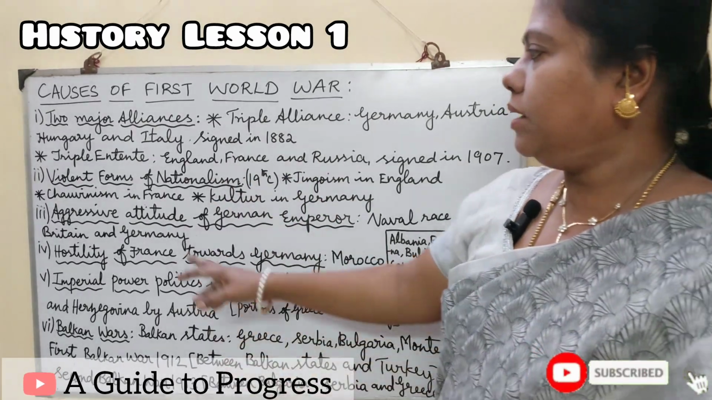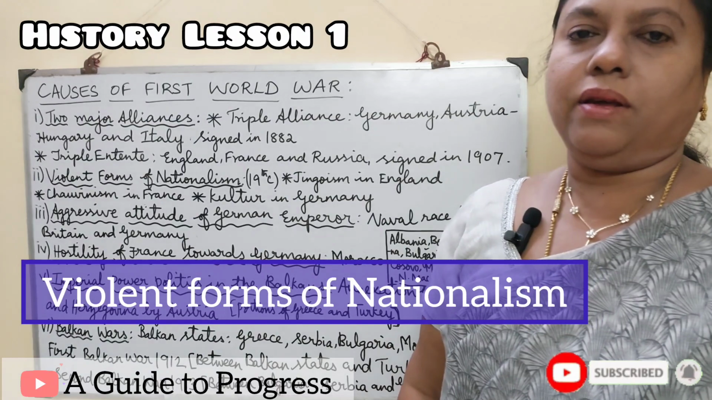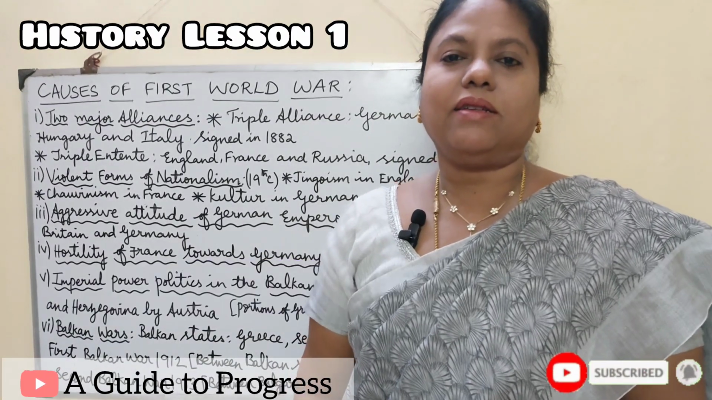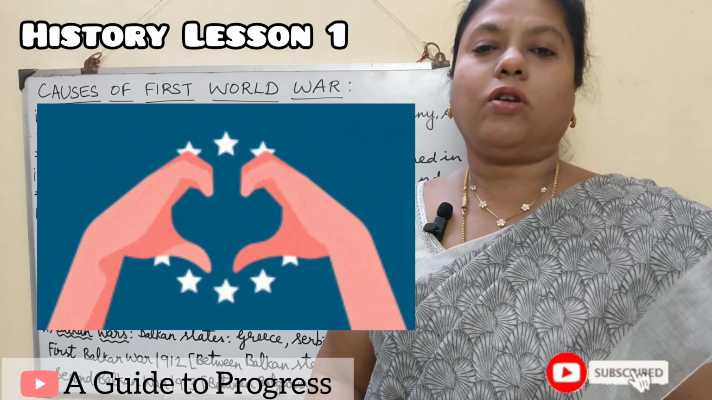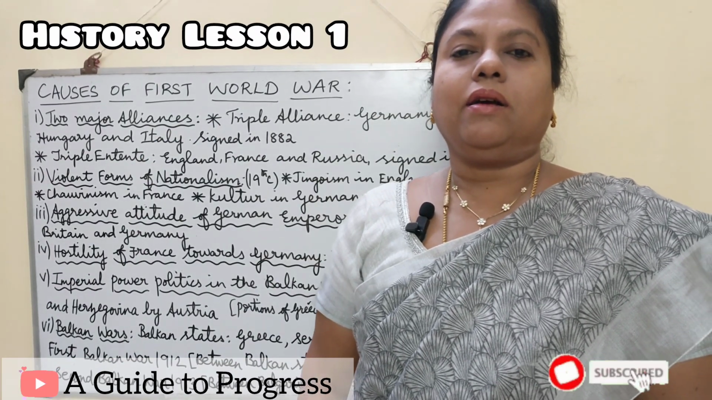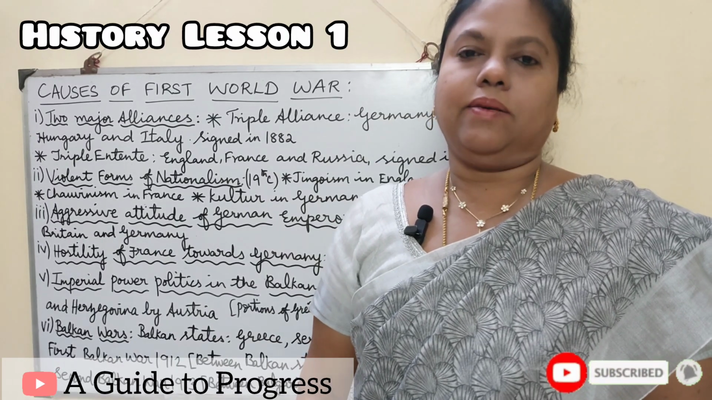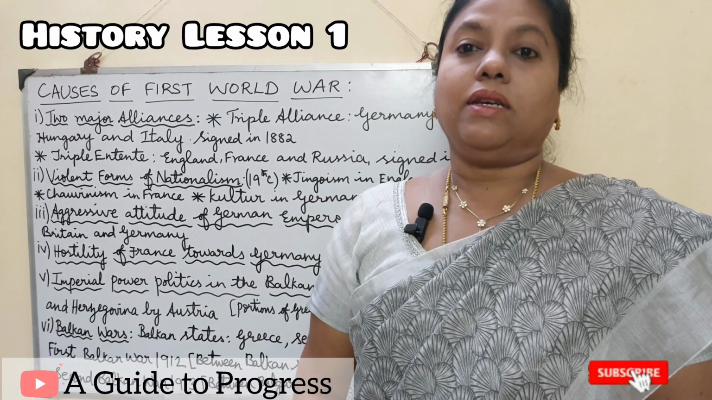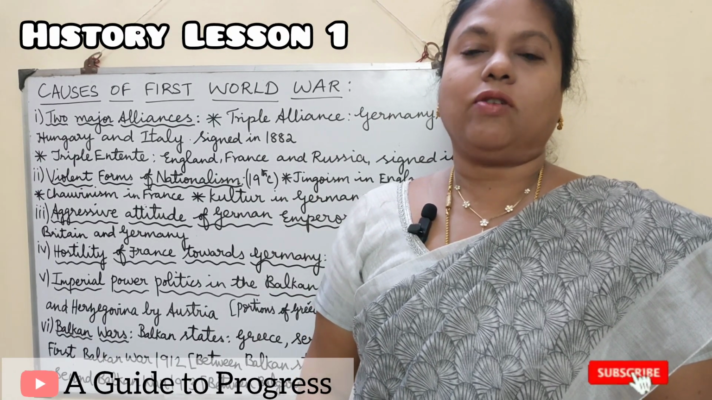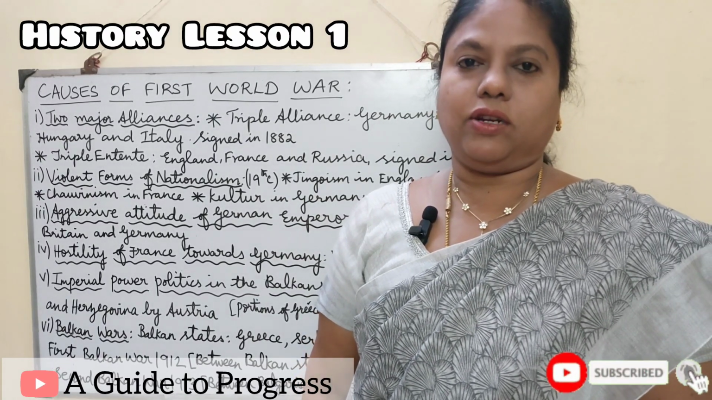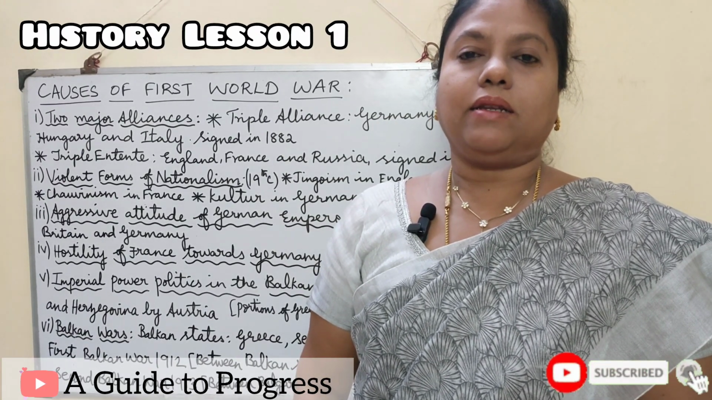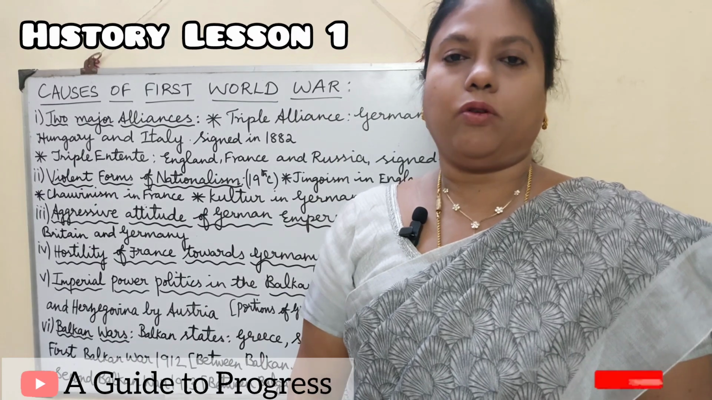Next, we move on to the violent forms of nationalism. First of all, you must know what nationalism is. Nationalism is the love for one's own country. That is the unity felt by the people within a particular country. Now this spirit of nationalism became intense. It was extreme in the 19th century. They had an attitude that my country, whether it is right or wrong, I support it.